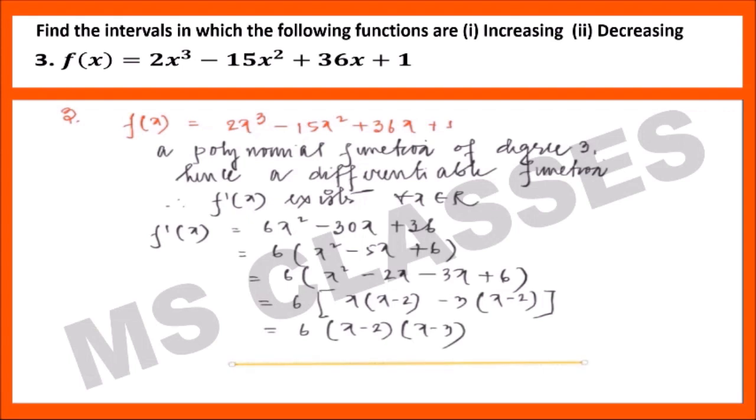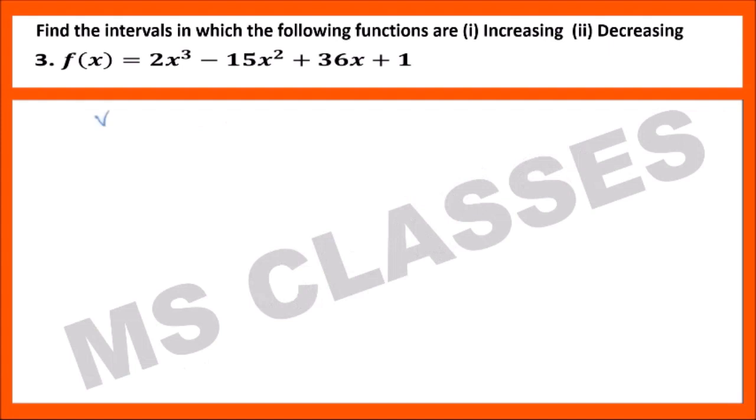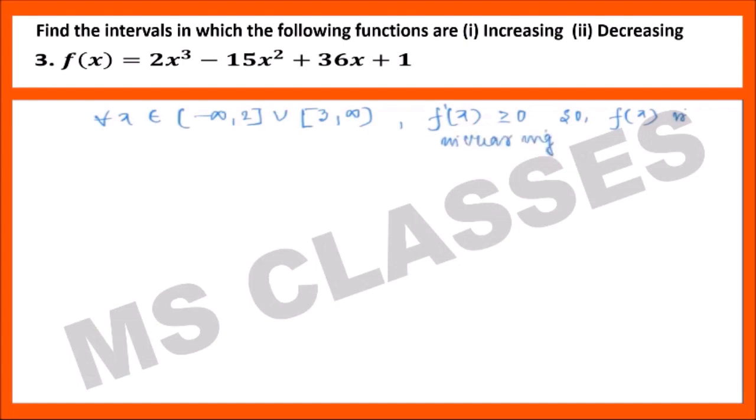We take the number line to represent this. Minus infinity, critical points are 2 and 3. Plus on the right hand side, the highest critical point, for odd power the sign changes. Now we can say for all x belongs to (minus infinity, 2] union [3, infinity), f'(x) is greater than or equal to 0. So f(x) is increasing in this interval.